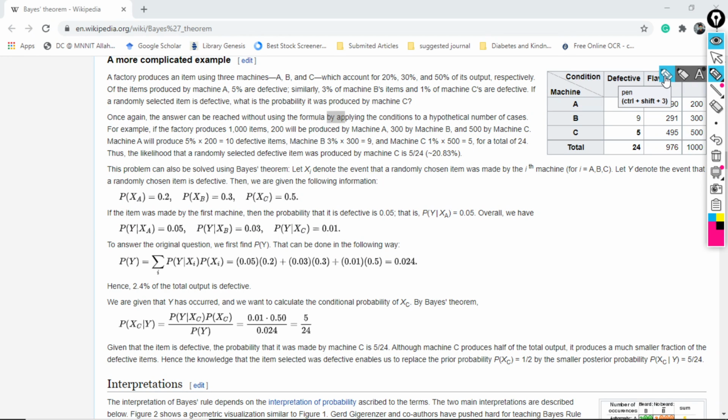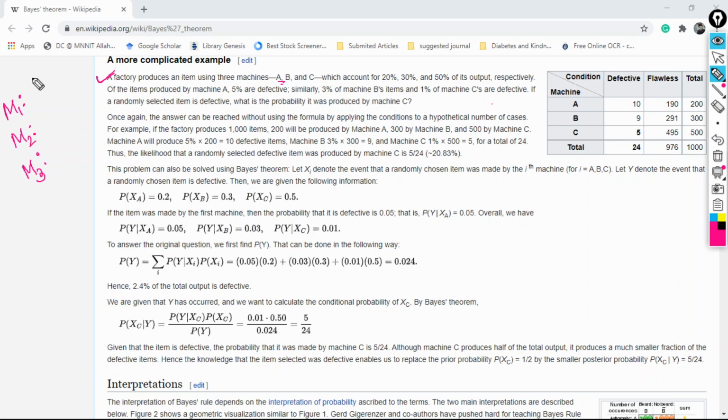So let's discuss this example. What are they actually telling in this example? They are telling that in a factory there are only three machines, A, B and C. So just write down, in our one factory they have three machines. Let's call them machine 1, machine 2 and machine 3, which account for 20%, 30% and 50% of its output respectively. That means these three machines give the output as 20%, 30% and 50%. I think that is clear.